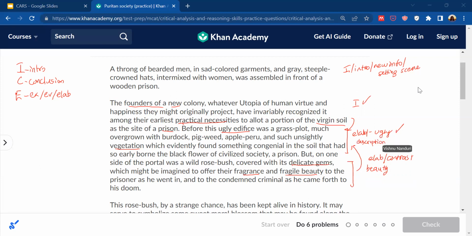And then they contrast this ugly, sad description with something more pretty. So they start talking about the beauty of the rose bush near the prison. So elaboration, or you could even say contrast if it's easier.